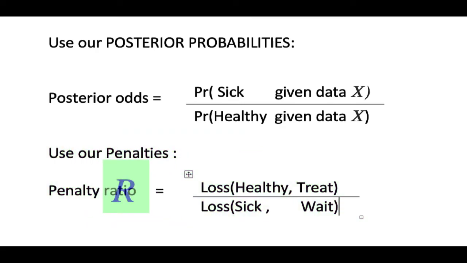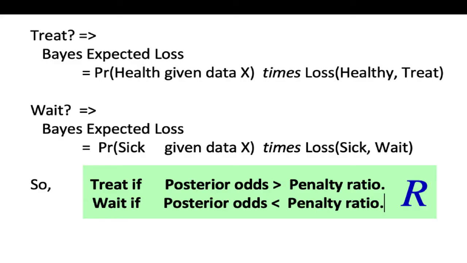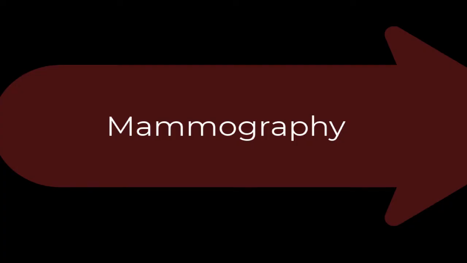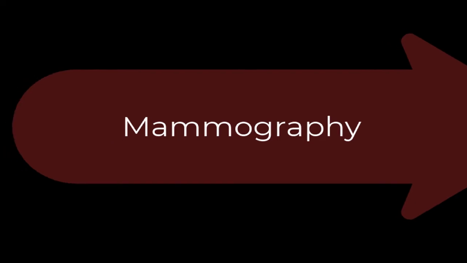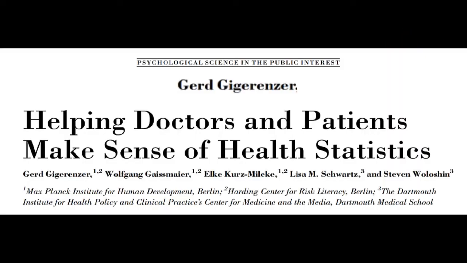The key idea is that you should treat the person if the posterior odds is bigger than R, otherwise give them the good old watchful waiting. The best decision depends on the prevalence. If the prevalence is too low, even a positive test isn't enough to justify treating the person. So doctors must be pretty darn good at figuring out these posterior probabilities, right?